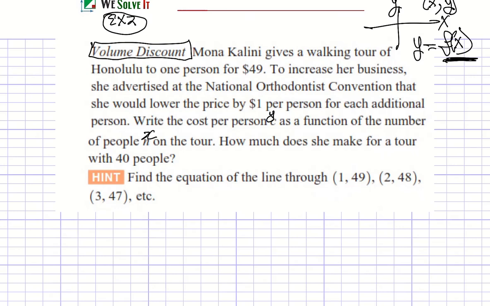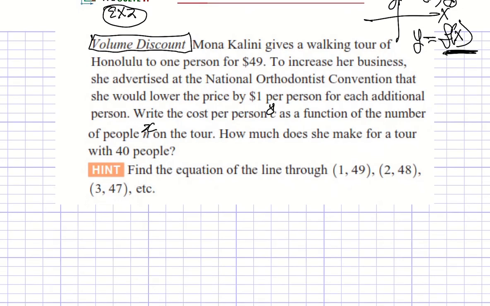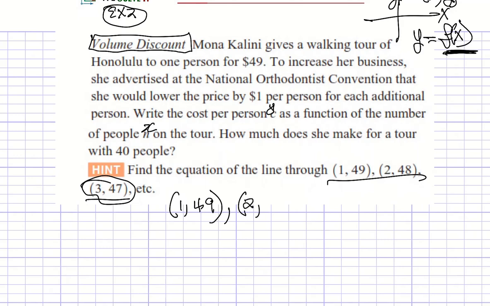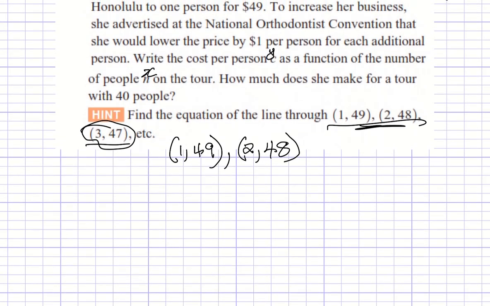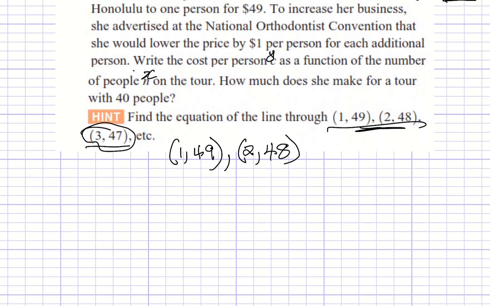All right, so let's go. What are we given? The first ordered pair is (1, 49), and then she reduced the price by $1, which means if you have 2 people or more, she will charge 48. That's all that is saying there. That's all we need to solve the problem. They want us to write the cost per person as a function of the number of people. So they want us to produce the equation.